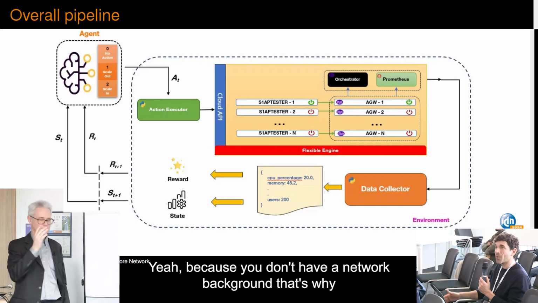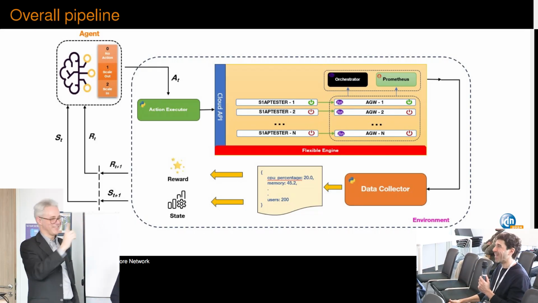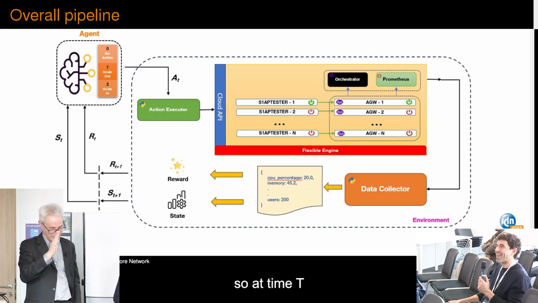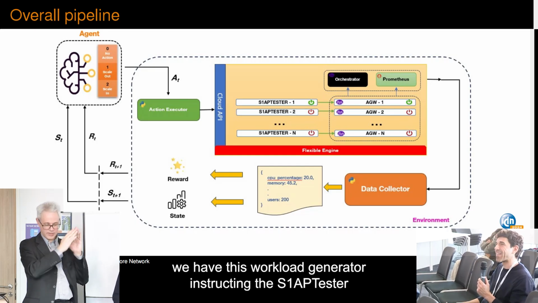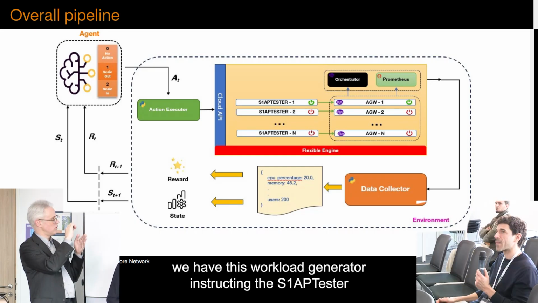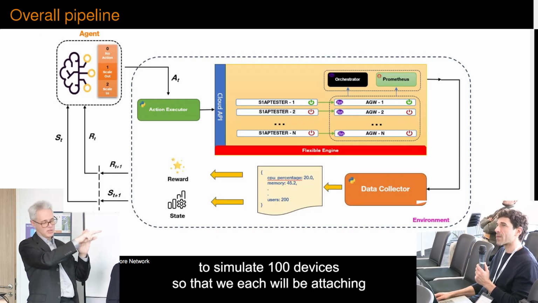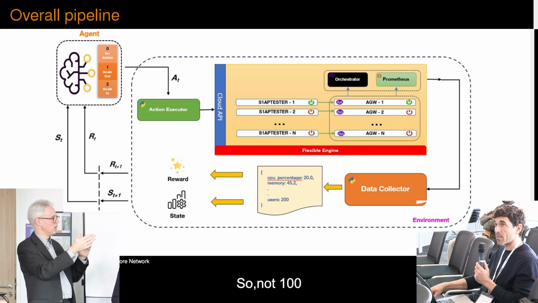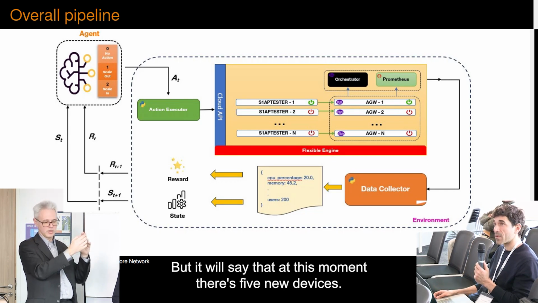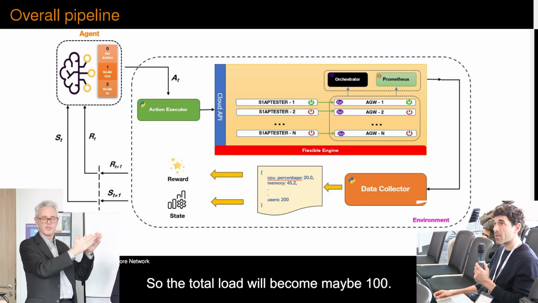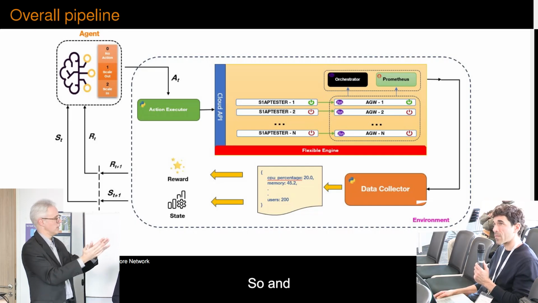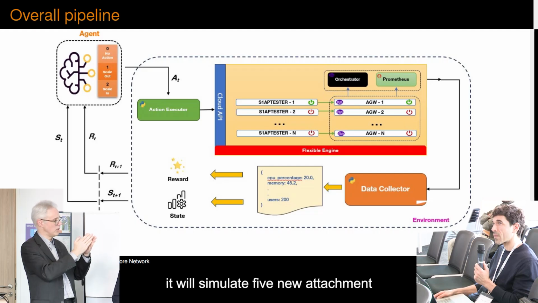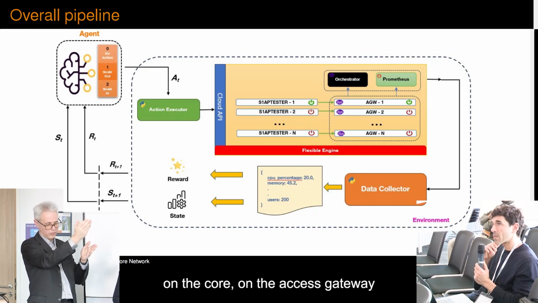Oh, you don't have a network background, that's why. Okay, I understand the question. At time t, we have the workload generator instructing the S1AP tester to simulate 100 devices. So it will be attaching, not 100 at once, but it will say that at this moment there are 5 new devices, so the total load will become maybe 100. And it will simulate 5 new attachments on the core, on the access gateway.